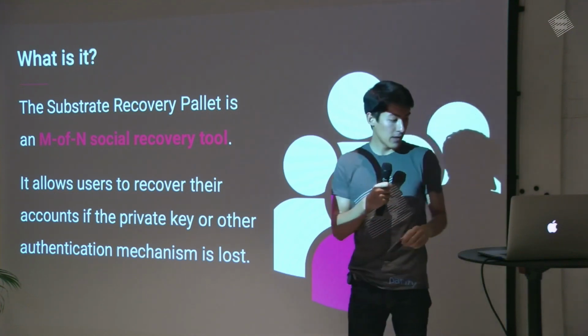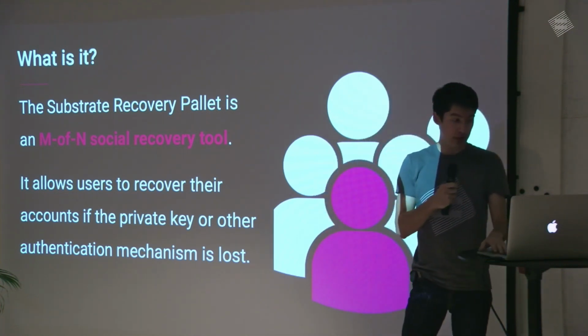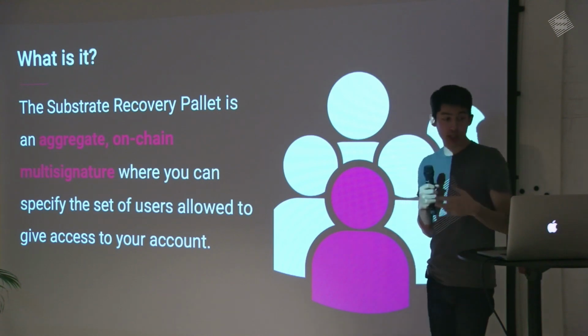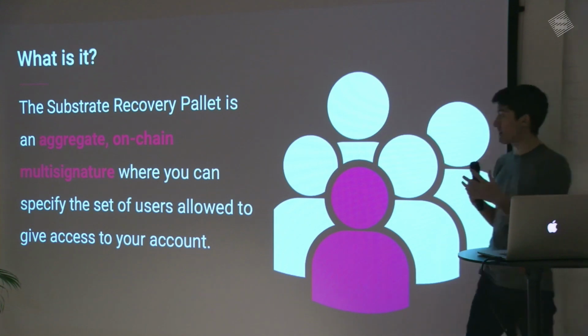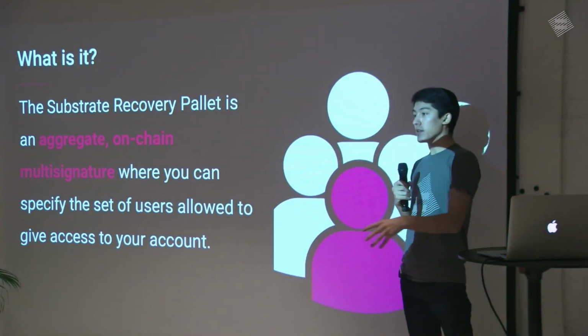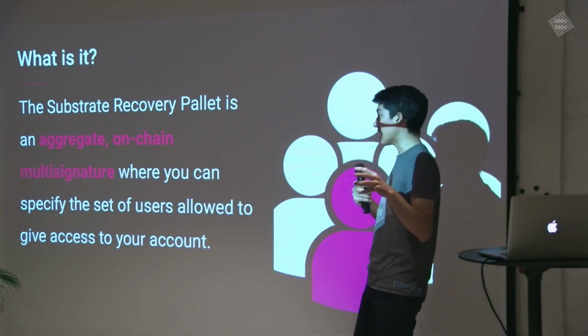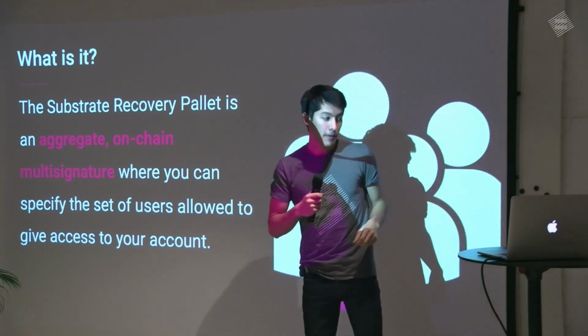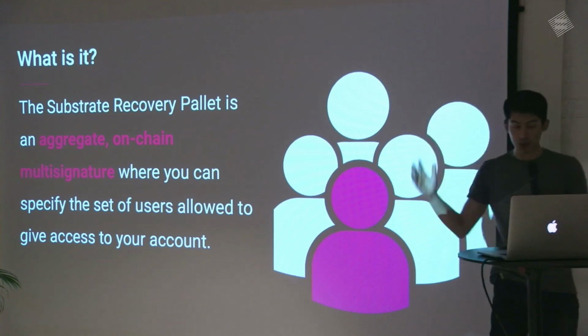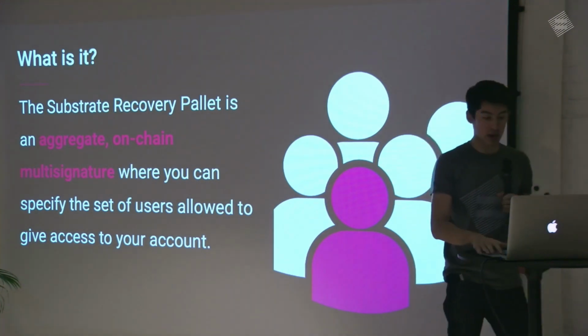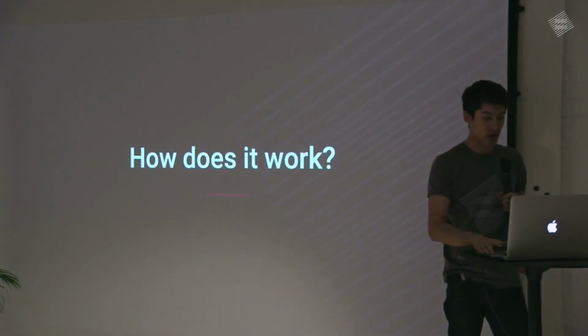to authenticate to the system. But in speaking in terms of multisig, what we do actually is an aggregate on-chain multisignature, where you can basically specify a set of users who can create a multisig and allow access to your account. And so let's go into this and walk through it step by step, and hopefully you can see how it works and what it does. So how does it work?